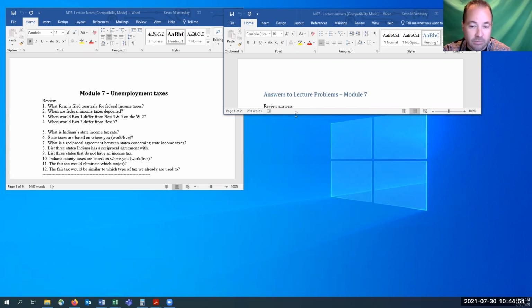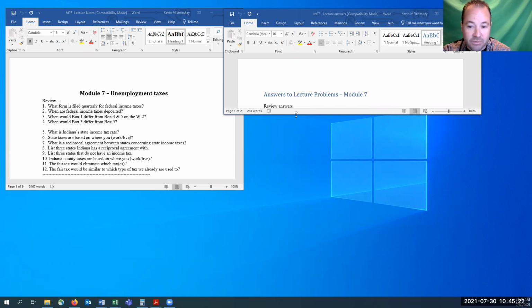Number 7, what is a reciprocal agreement between states? That means that 2 states, if somebody works in one but lives in another, they're only going to pay income tax in the state that they live in, which is different than the normal rule. So for an Indiana, Kentucky resident, the people who live in Indiana but work in Kentucky, they would only pay Indiana taxes.